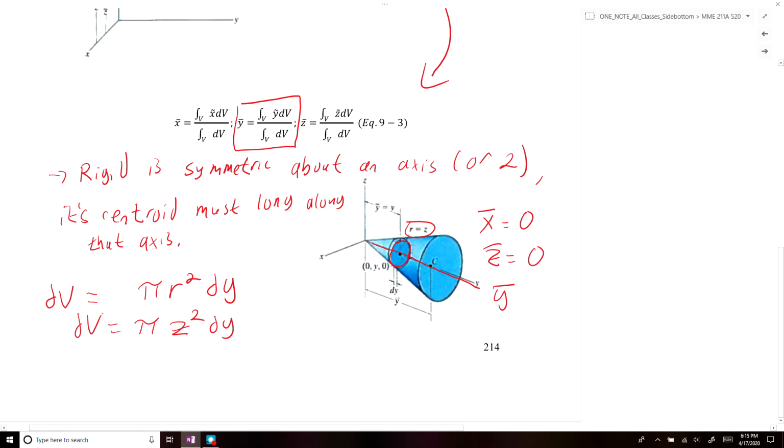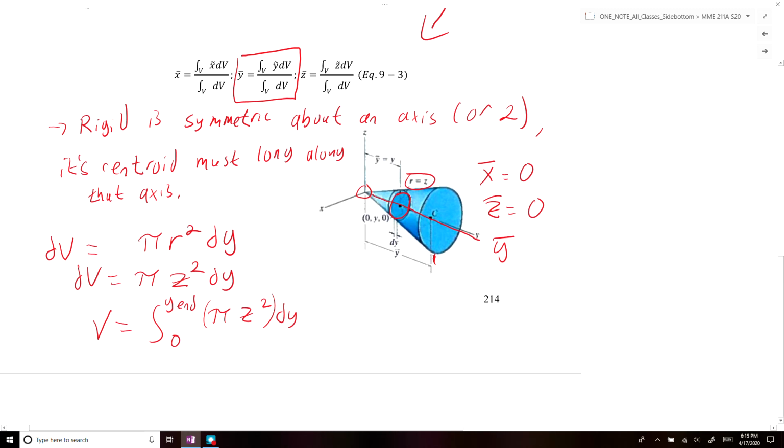If we integrate both sides, we can solve for our total volume, where y goes from 0 to the end of our cone, and we substitute in our dv values here. The only thing we need to do now is know what z is as a function of y. Once we find z as a function of y, we can plug that back into this equation and integrate it to solve for our V.